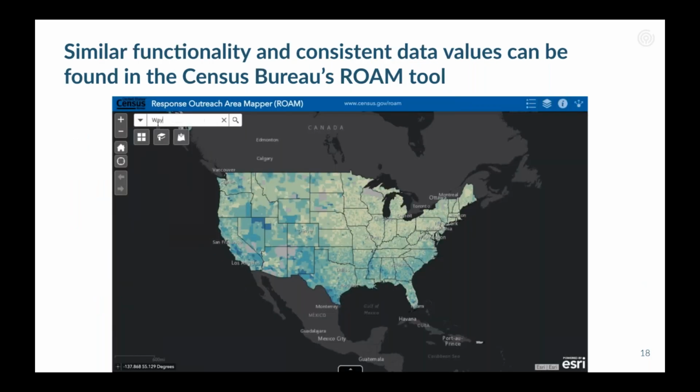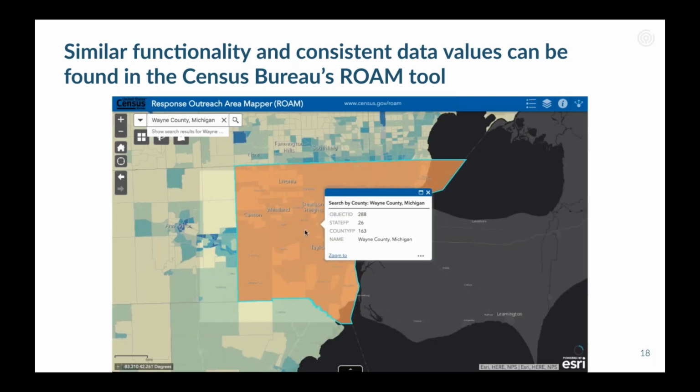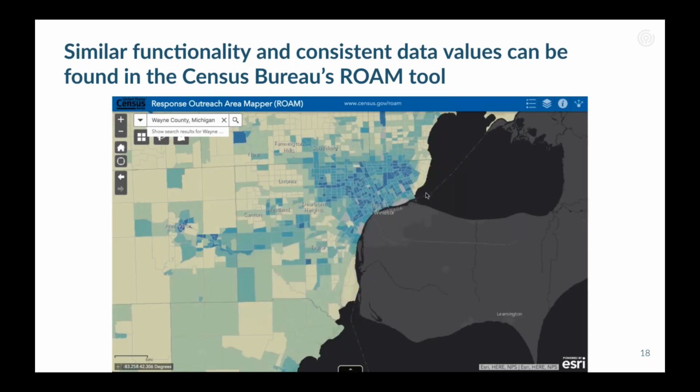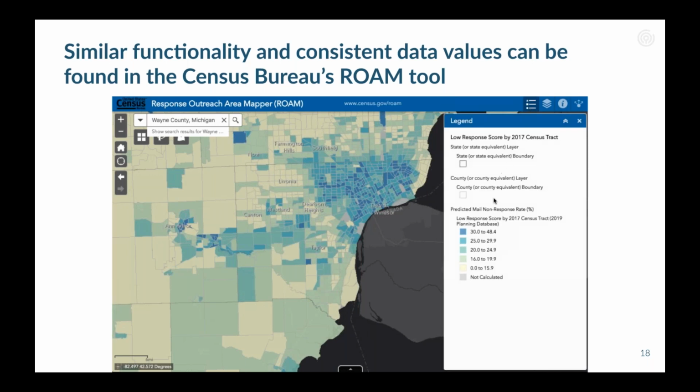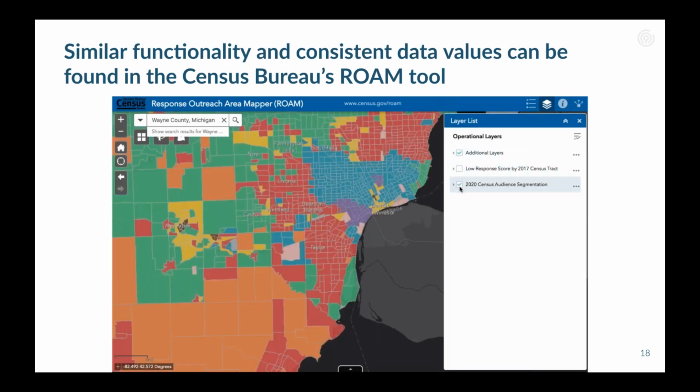I want to contrast that to a second tool, this one made by the Census Bureau itself, called ROAM, for Response Outreach Area Mapper. The ROAM tool behaves quite similarly. I've pulled up the same county, Wayne County in Michigan, and we can even look at the same tract if we wanted to. But importantly, it's plotting different information and allows you to add on different layers.